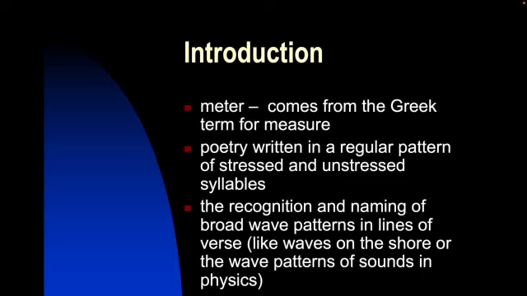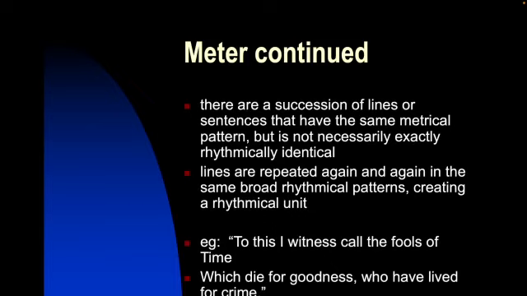Now poetry is written in a regular pattern, usually of stressed and unstressed syllables. And the recognition and naming of broad wave patterns in lines of verse are like the waves on the shore or the wave patterns of sounds in physics. Now, when you look at poetry, there's usually a succession of lines or sentences that have the same metrical pattern, but it's not necessarily or exactly rhythmically identical. Usually, in a line of poetry, lines are going to be repeated again and again in the same broad rhythmical patterns, and that's going to create a rhythmical unit.